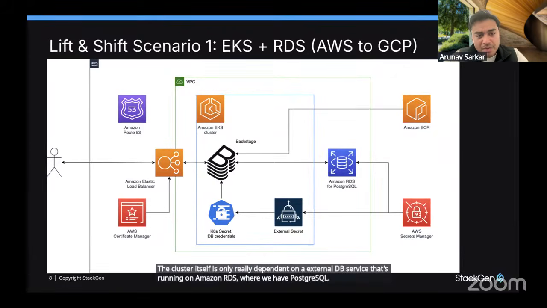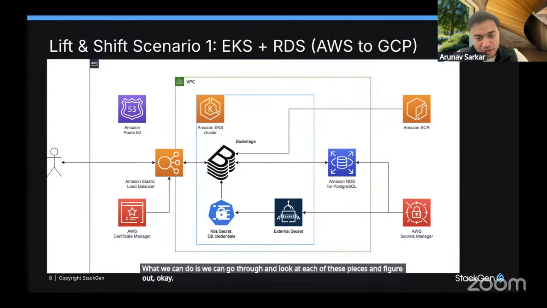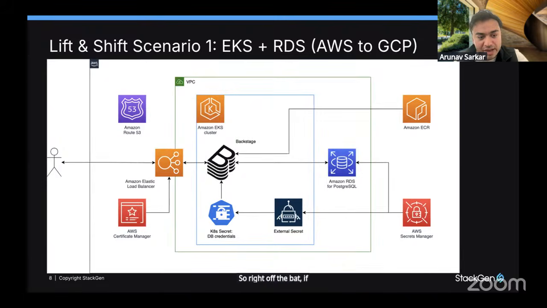Okay. If we have to look at this application and decide whether a lift and shift is good, what we can do is go through and look at each of these pieces and figure out which of these pieces have a one-to-one equivalent, and is there any issue moving it into an equivalent without refactoring? So right off the bat, if we start out with the outermost options, say Route 53, Cert Manager, AWS Secrets Manager, and then Amazon ECR.